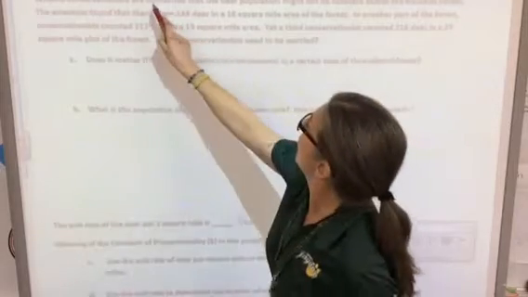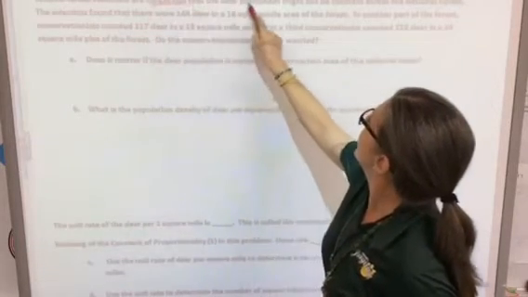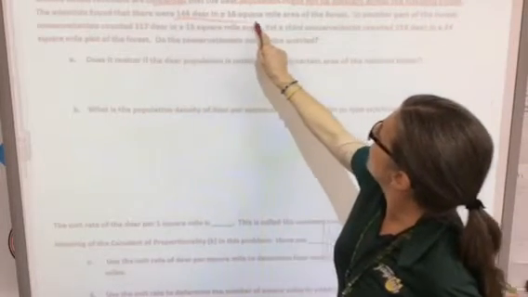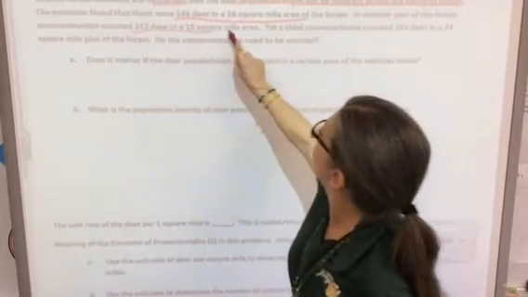All right, so what do we need to underline? Well, I think it's important that they're concerned the deer population might not be constant across the forest. And then we know there's 144 deer in 16 square miles, there's 117 deer in 13, and there's 216 deer in 24 square miles. Does it matter that the deer population is not constant?